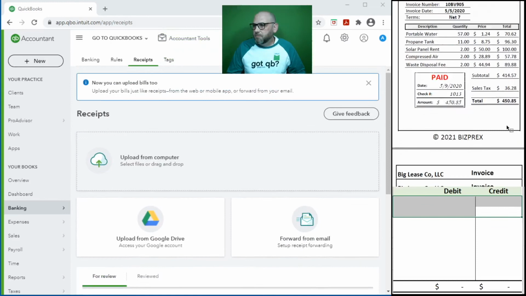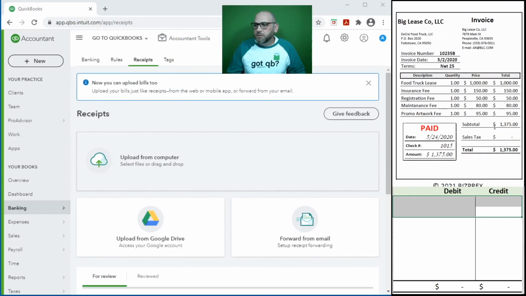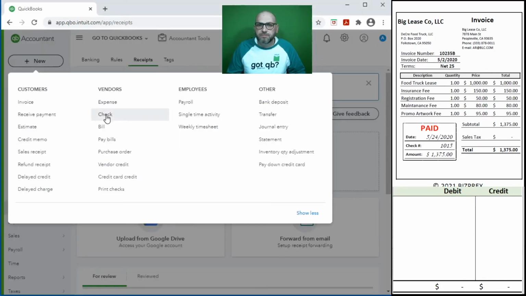All right. Now we have our big lease invoice, and we cannot book it through that interface. That's good. It's important to understand those limitations. The reason we cannot book it through that interface is because even though we're paying it with a check, and we will have to credit our bank account in the amount of $1,375, we have to debit multiple expense accounts. And the interface that we used to book previous invoices does not allow for it. You can only have one. And that doesn't serve us well. So let's just do a check.